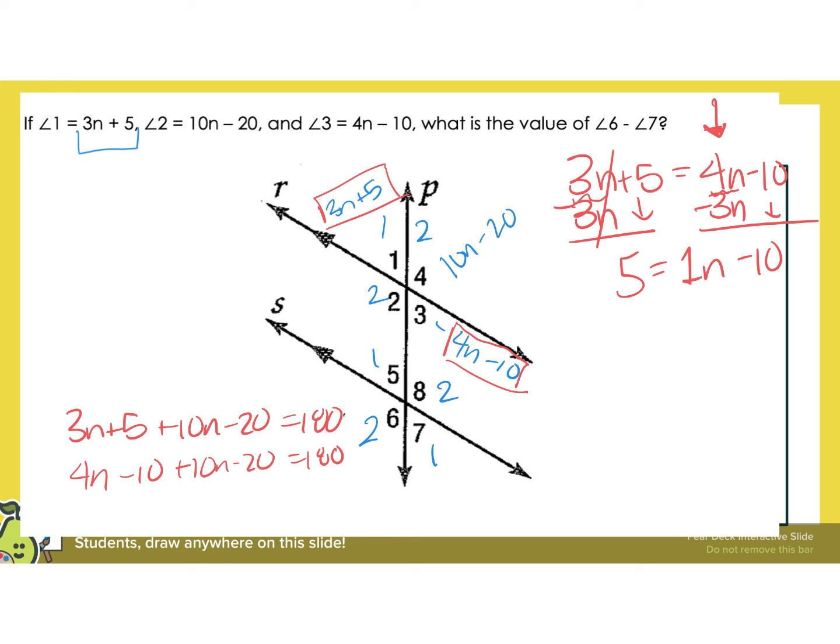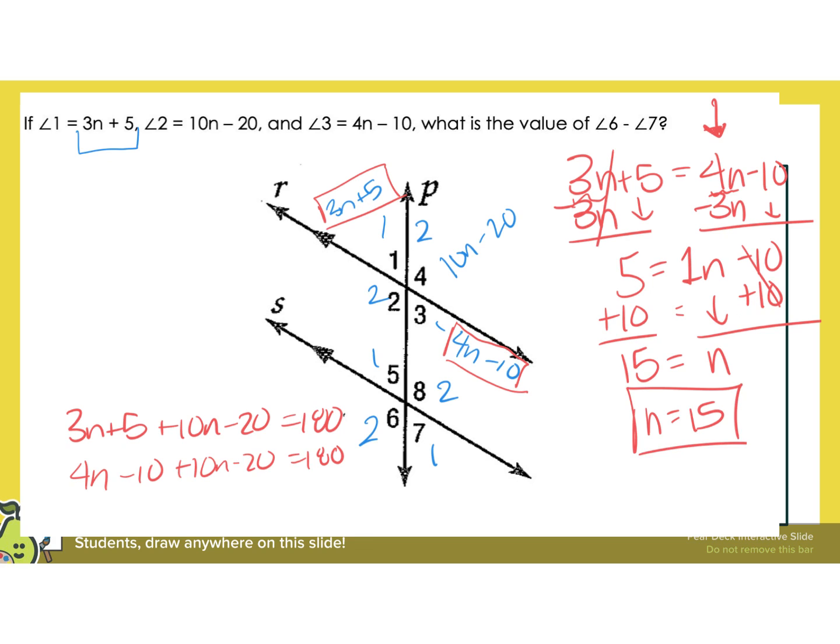I need the n by itself. I need to get rid of the minus 10 by doing the opposite. This is 15, and this is n. If you don't like it that way, switch it around. That's your answer. N equals 15. We haven't solved it. We just solved for n. Tomorrow in our next lesson, we'll solve them.